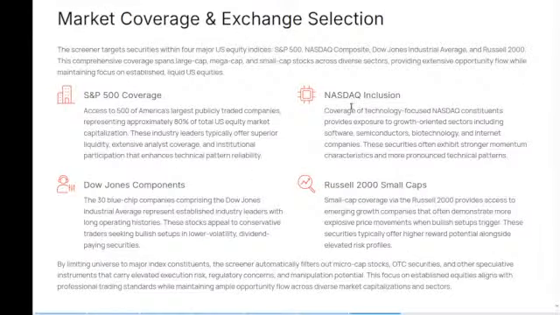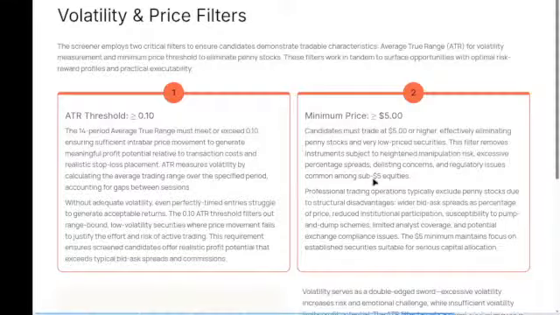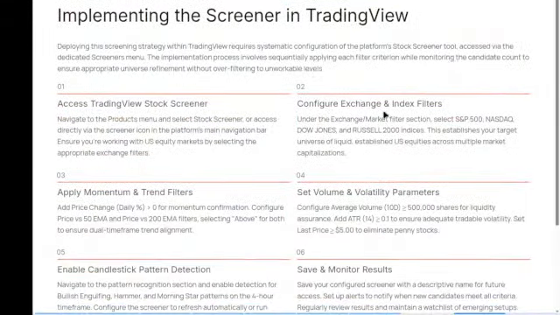These are the markets that you can use this candlestick pattern on. You can use it on the Dow Jones, the S&P 500, the Nasdaq, or the Russell 2000. You can also put price filters. What you have to do is access the TradingView stock screener. That's where you can access the Dow Jones, the Russell 2000, and all that stuff.